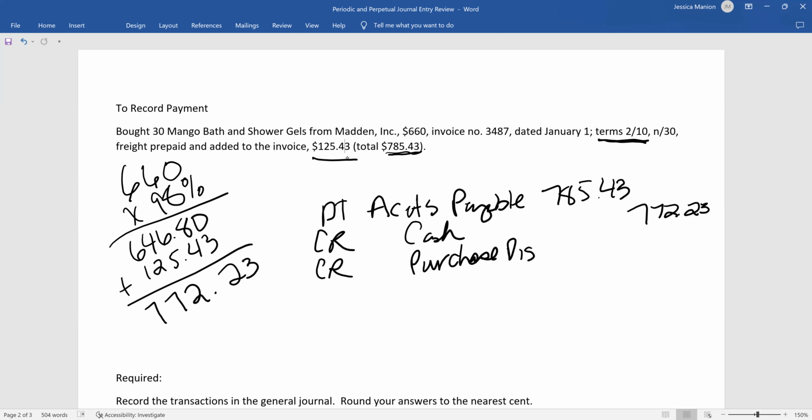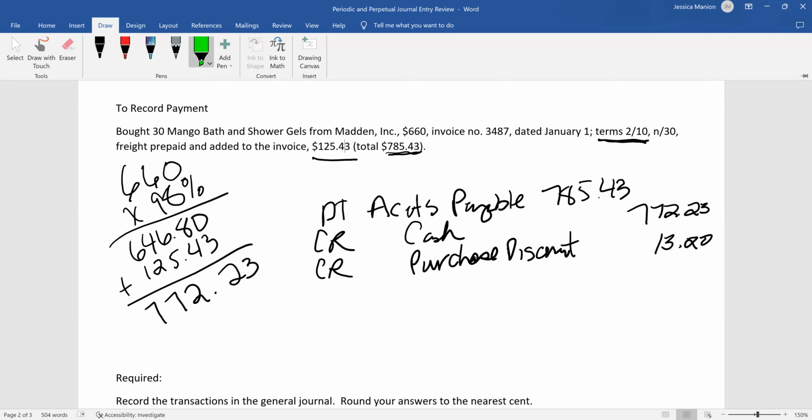This was a purchase that we made, and we got that 2% discount. The difference between 785.43 minus 772.23 is $13.20. So that's what the journal entry would look like to record payment.